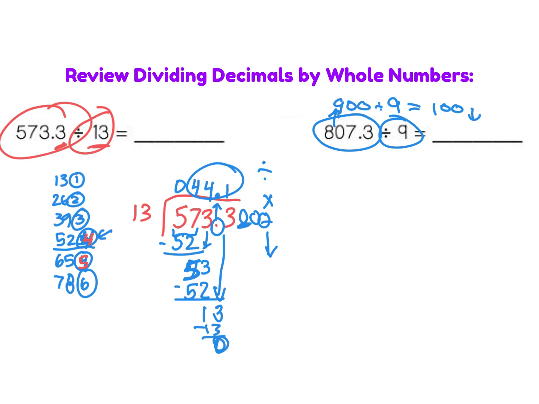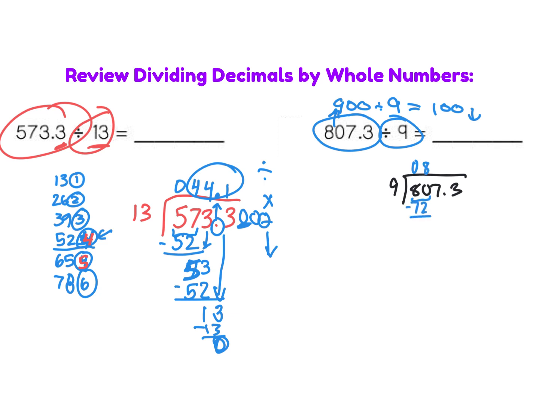So again, we're going to start with 807.3 inside the box. On the outside of the box, 9. 9, I know my 9s. Hopefully you know your 9s. Otherwise, you can use your multiplication table again. I know 9 goes into 8 0 times. 0 times 9 is 0, so I'm going to move on and do 80. 9 times 8 is 72.